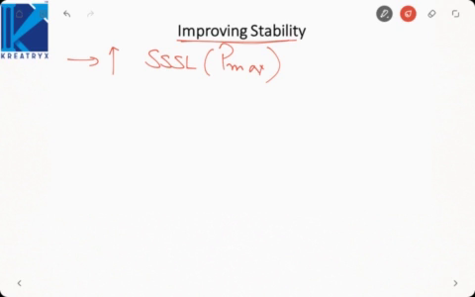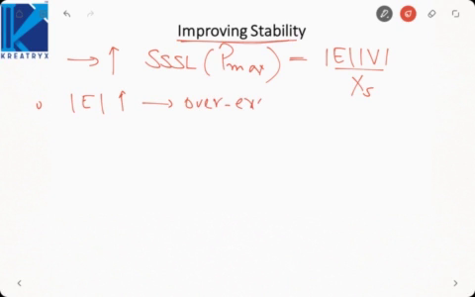Now how to increase Pmax? Pmax is actually |E||V|/Xs. So the first method will be to increase |E|, which is done by operating the machine under overexcited condition. High excitation EMF implies that the machine is running at overexcited condition. We cannot change terminal voltage because it depends on the voltage of the bus bar or the infinite bus bar or the grid, so that it remains constant.